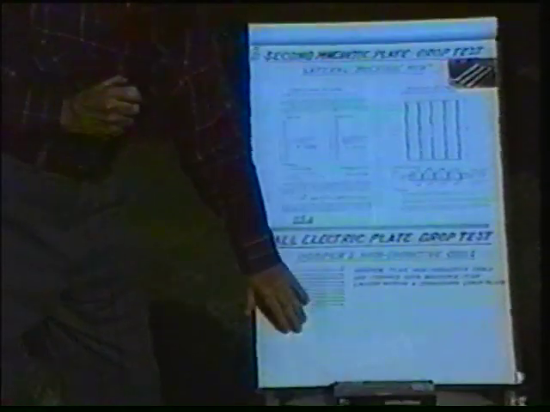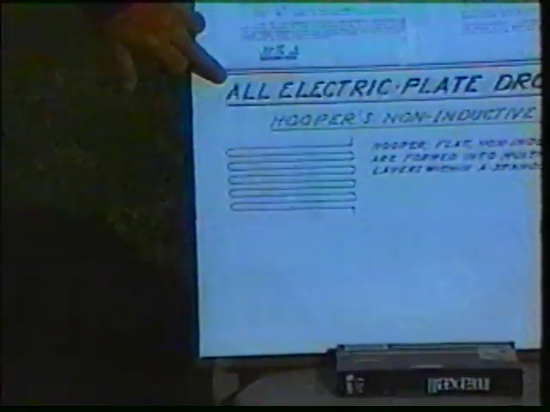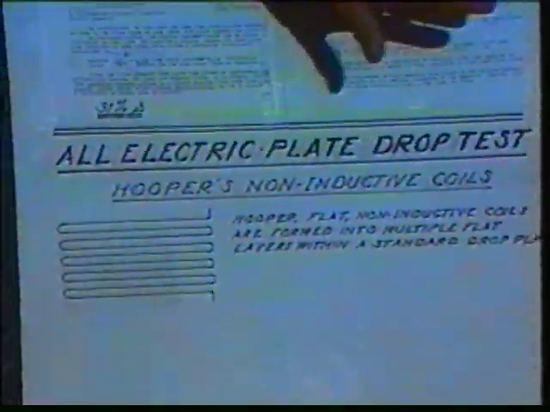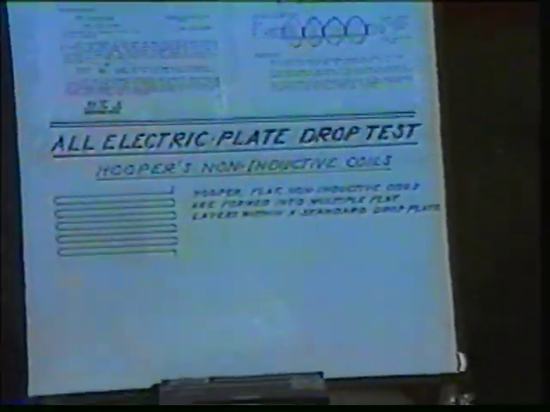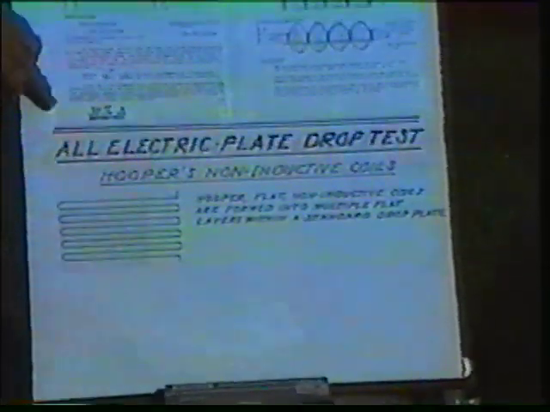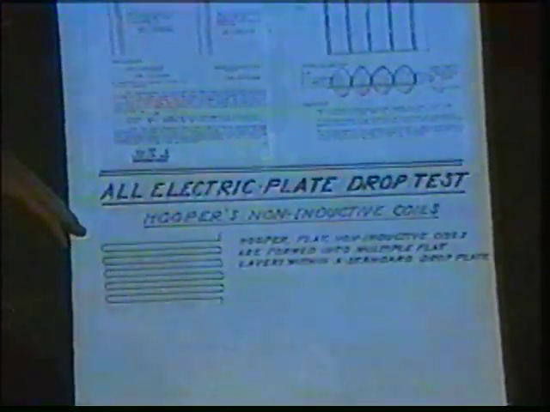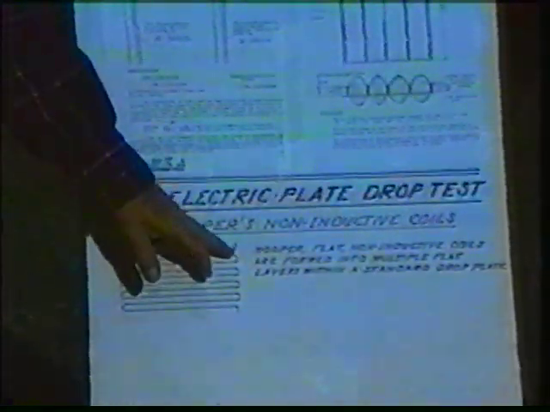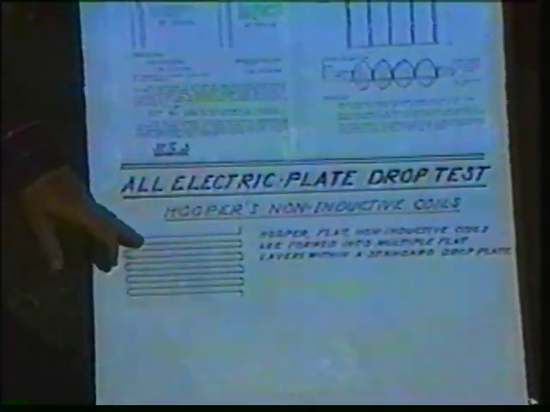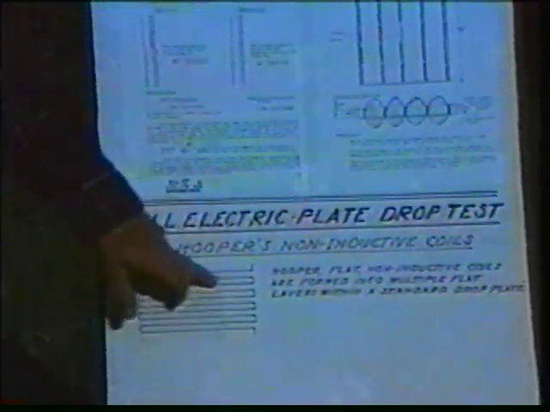Now, this is work in progress. Here we're getting to the Hooper coils. This would be an all-electric drop plate test. So we're getting away from electromagnetic and away from pure magnetic into all-electric. And of course, the coil would eliminate the magnetic component. Exactly. Not bifilar in this case. This would be specifically what you'd call a Hooper coil.